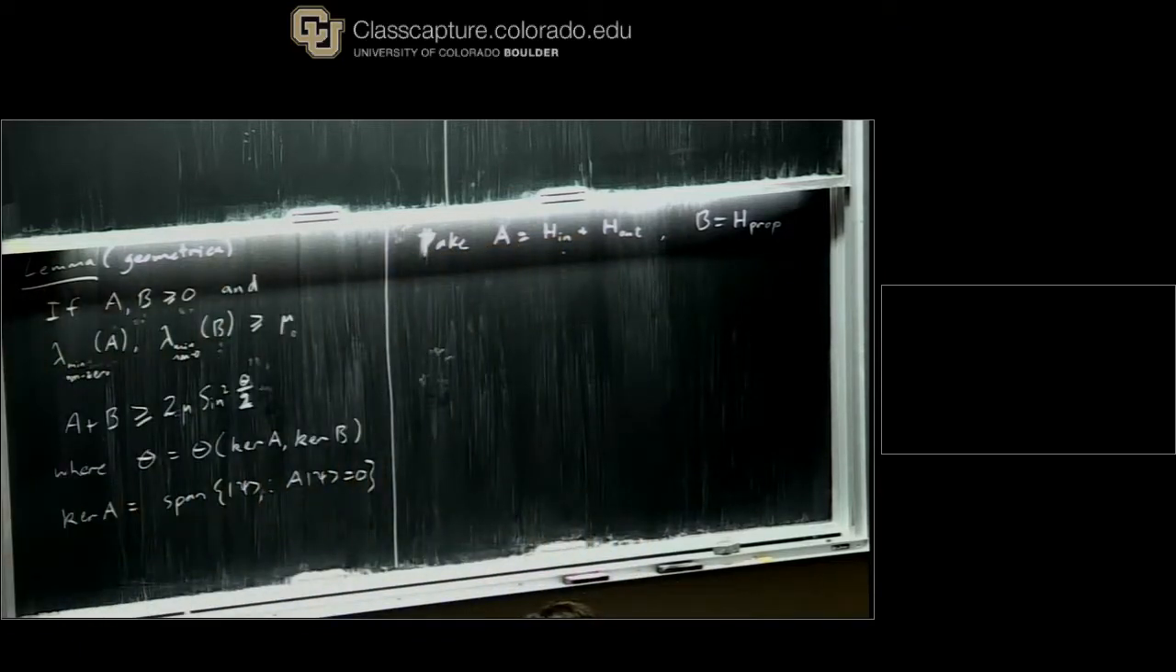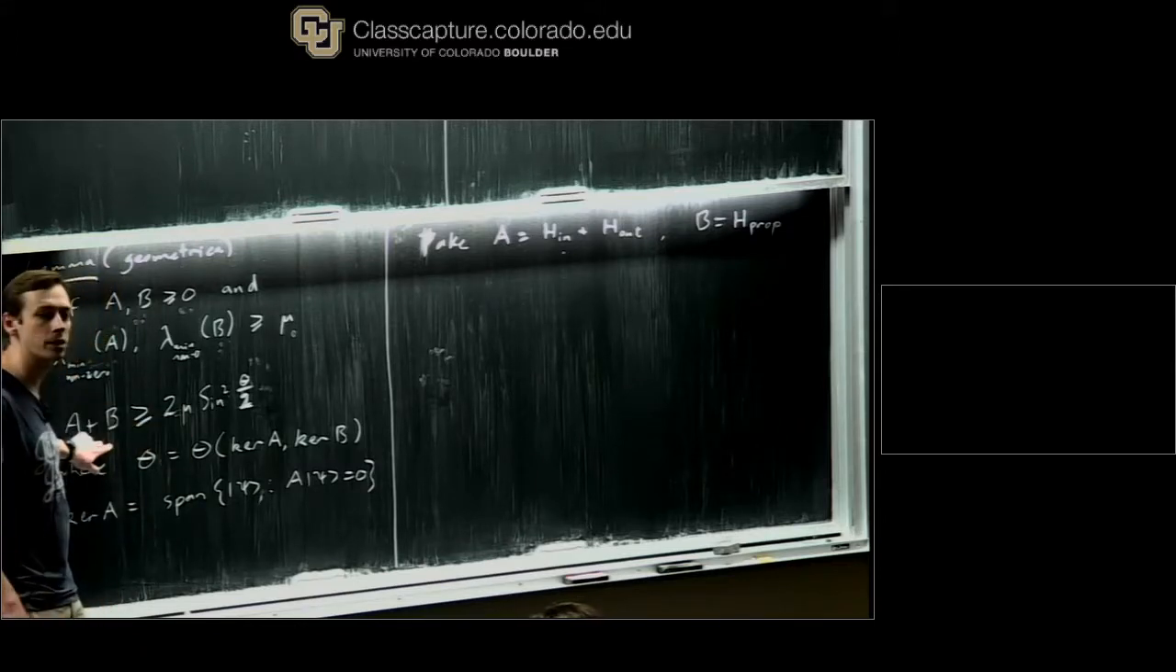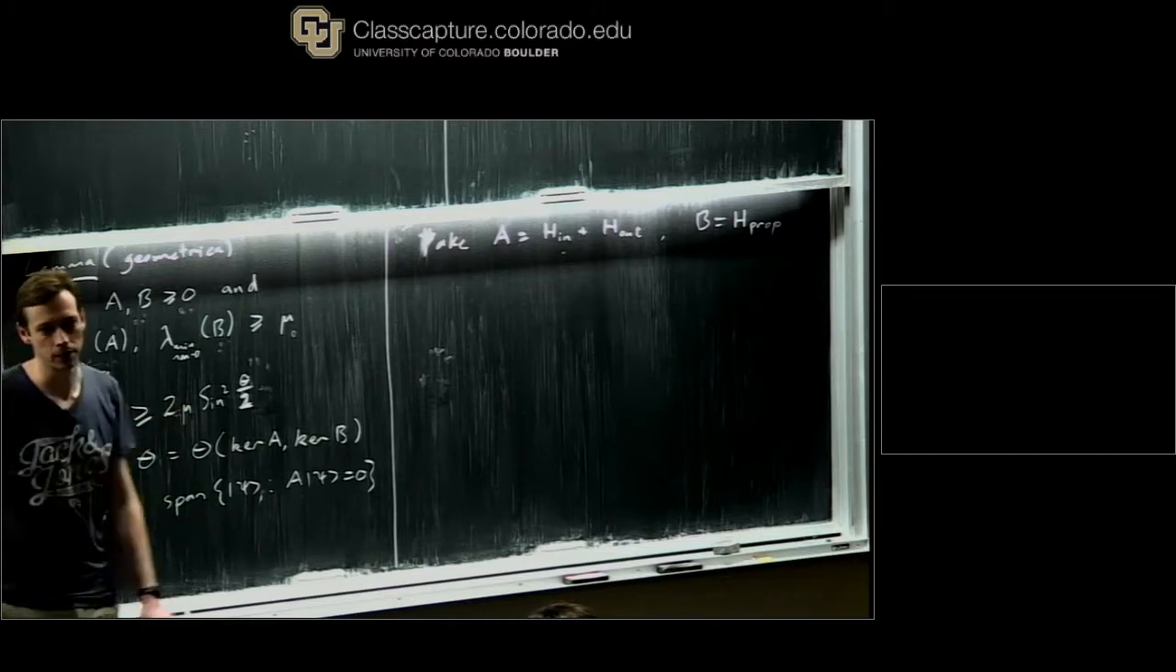What does it mean that A plus B is greater or equal to this? All of the eigenvalues of A plus B are lower bounded by this. These are Hermitian matrices, so the eigenvalues are real, so this is meaningful.